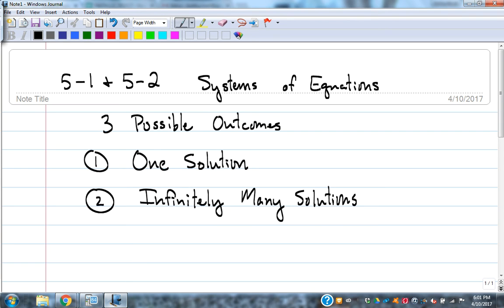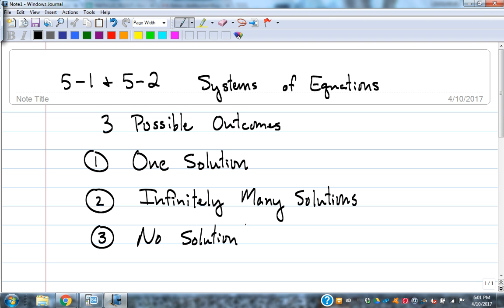All right, so one solution, most common option. Infinitely many solutions means there's too many to count. We can't narrow it down to just one. There's an infinite number of possible solutions for that. And then the third option is that there's no solution.